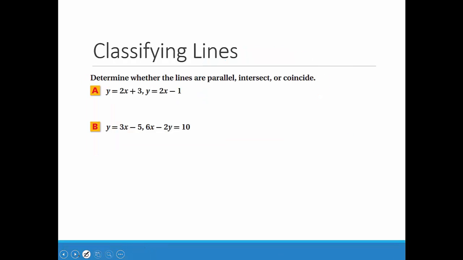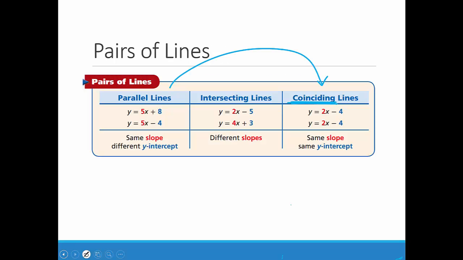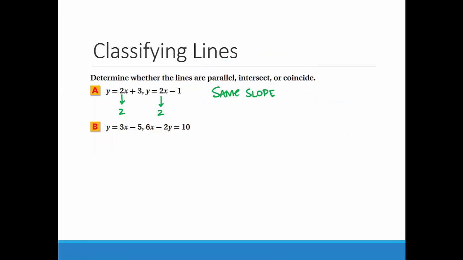So determine whether the lines are parallel, intersect, or coincide. So we have to look at two things. We got to look at their slopes first. So we'll start off with an easy one. The slope of this guy is 2, and the slope of this guy is 2. So they have the same slope. Two things can happen if they have the same slope. They can either be parallel or they can be coinciding. So the next thing we got to look at is the y-intercept. Positive 3, negative 1. So because they have a different y-intercept, these two are parallel lines.